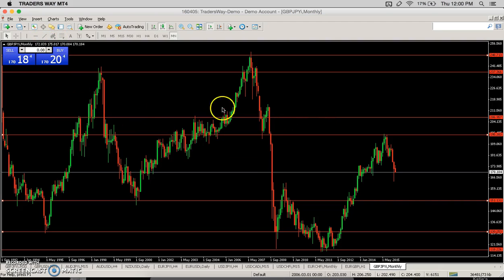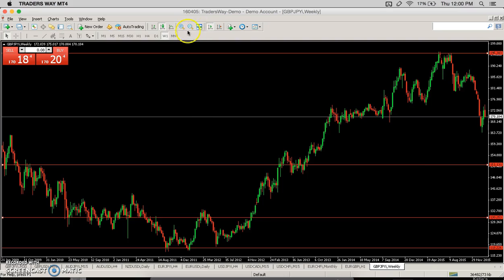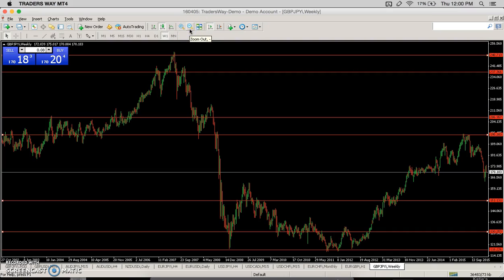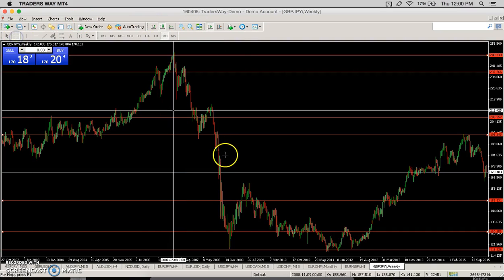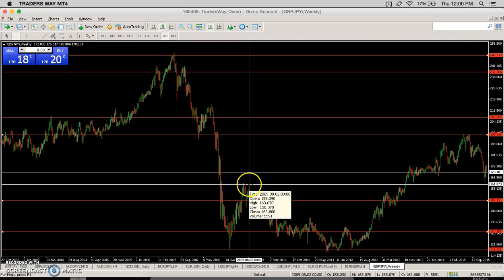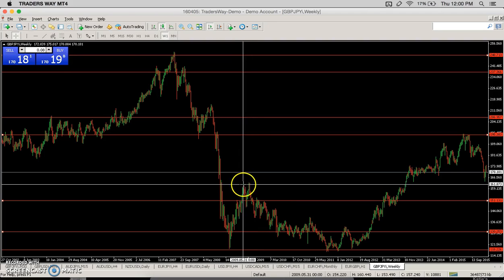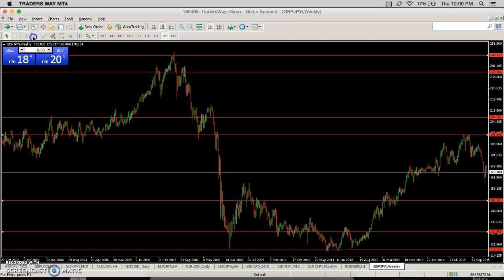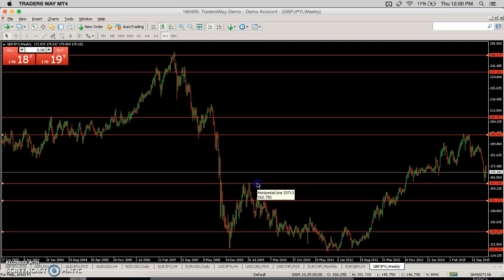Alright, so now I'm going to move down to weekly. Check it out. I like to zoom out a lot. Get my crosshair. This looks like a good run right here. It hit two times. Always adjust. Always adjust.